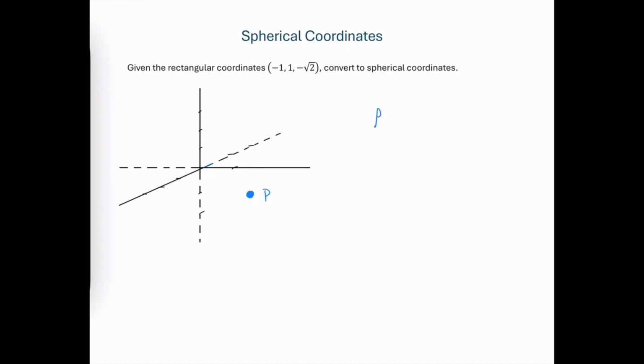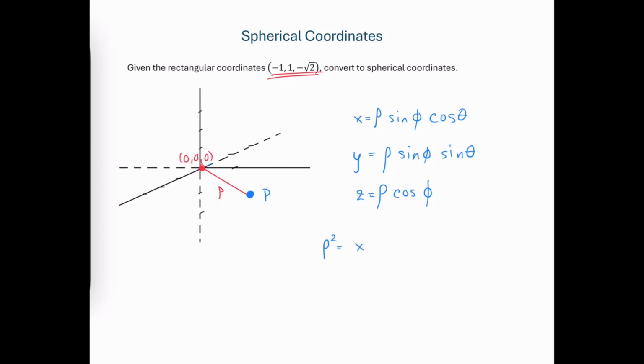Now we have the conversion formulas that x is equal to rho sine phi cosine theta, y is equal to rho sine phi sine theta, z is equal to rho cosine phi, and another formula that we're going to bring into play is the formula to calculate what rho is. That can be calculated by simply using the distance formula between the origin and the point in rectangular form. So we'll say, generally speaking, rho squared is equal to x squared plus y squared plus z squared.